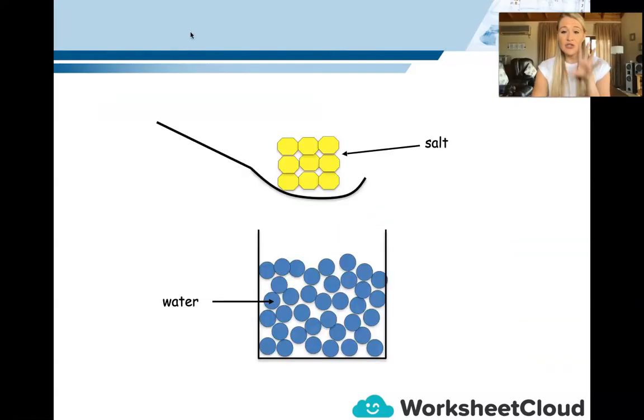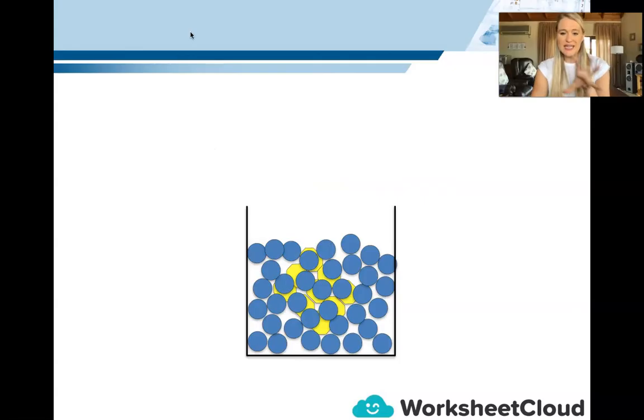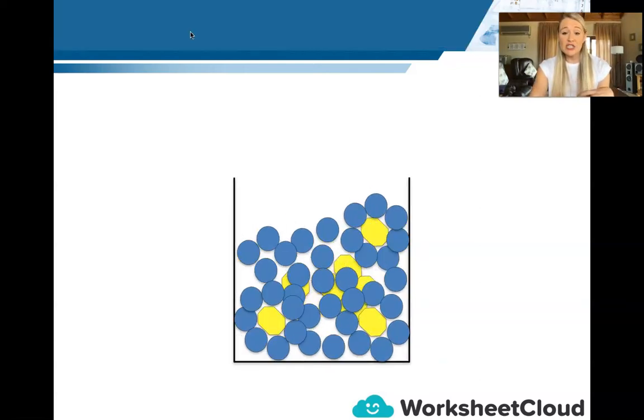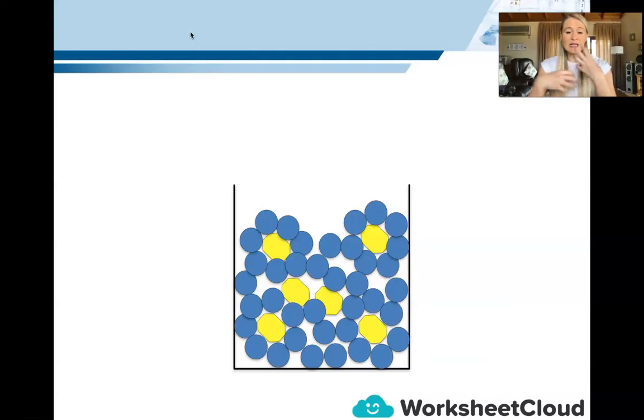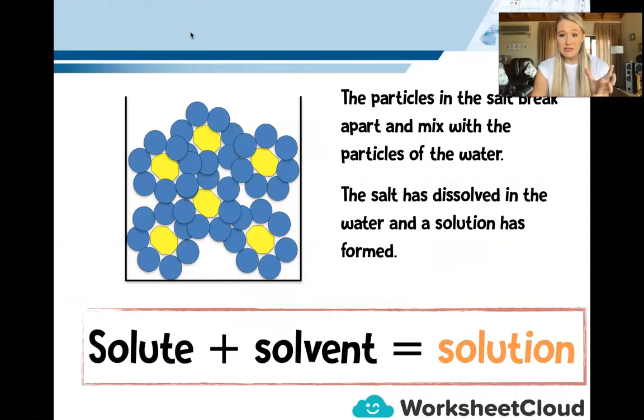Okay, so in front of you, you can see we've got our teaspoon of salt and we've got water. The moment that we start to add salt in the water, the particles of your salt actually start to break up, and then, as you can see with the picture, they immerse themselves amongst the water molecules. Right, and what happens is that they're then mixed with the particles of the water. The salt has dissolved in the water and a solution has formed.